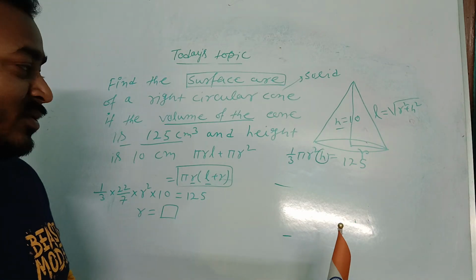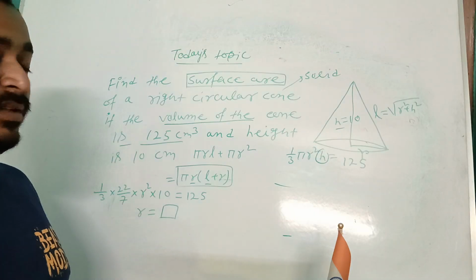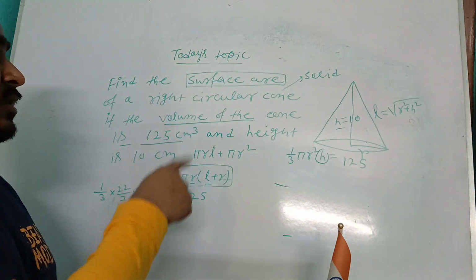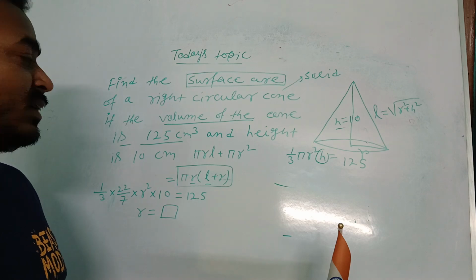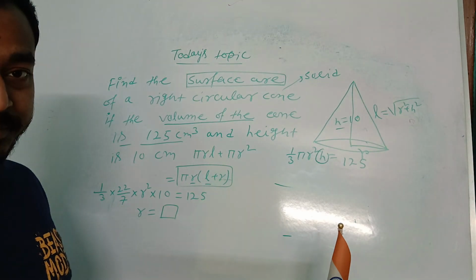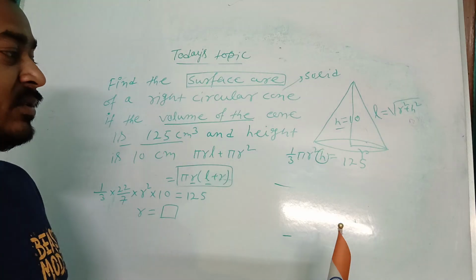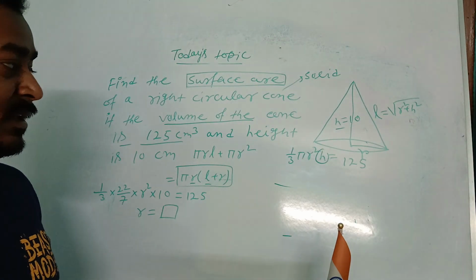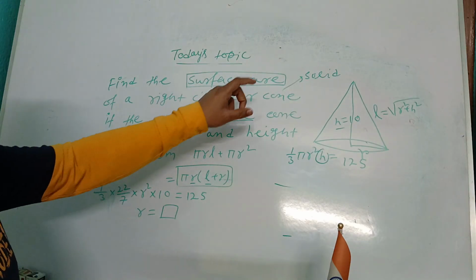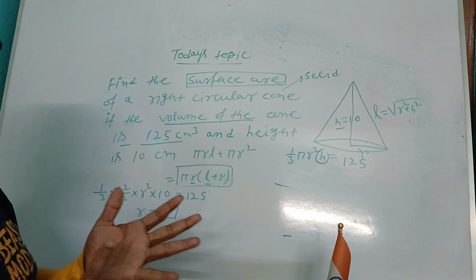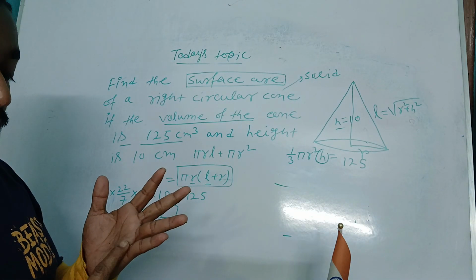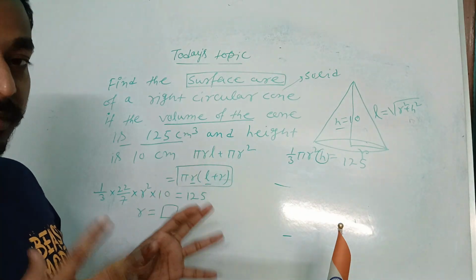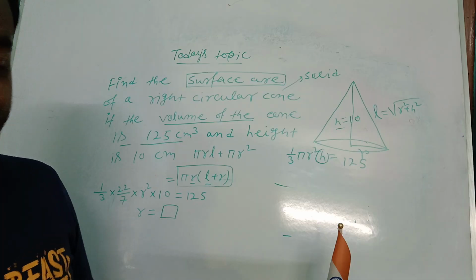Just do one thing. Take one standard book where different questions are given related to right circular cone. Try to solve all the questions. And if you have any doubts, you can let me know also. I'll help you. Our next part is cube and cuboid, surface area and volume. Thank you.